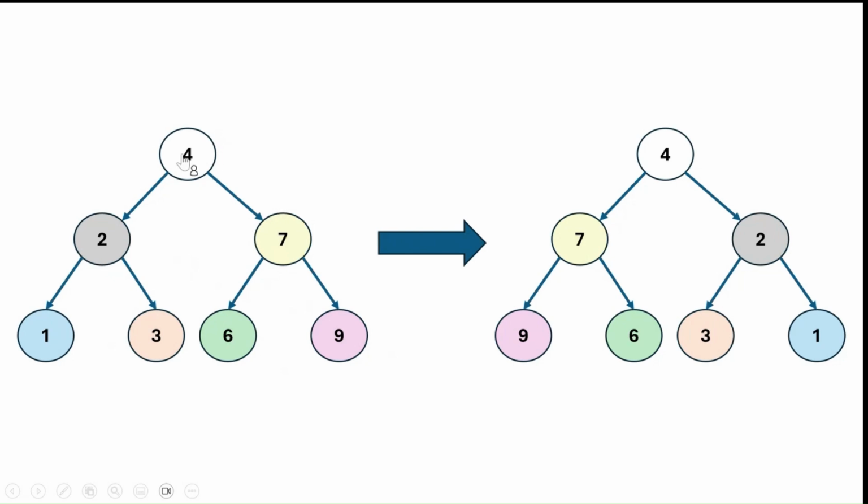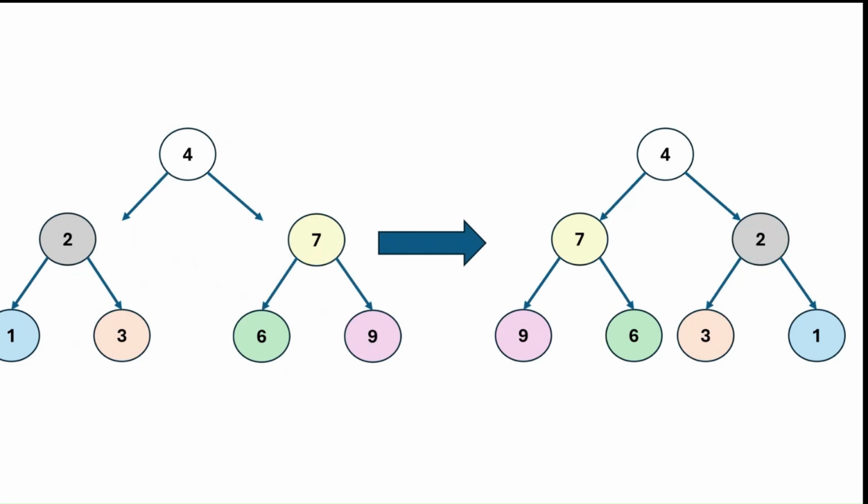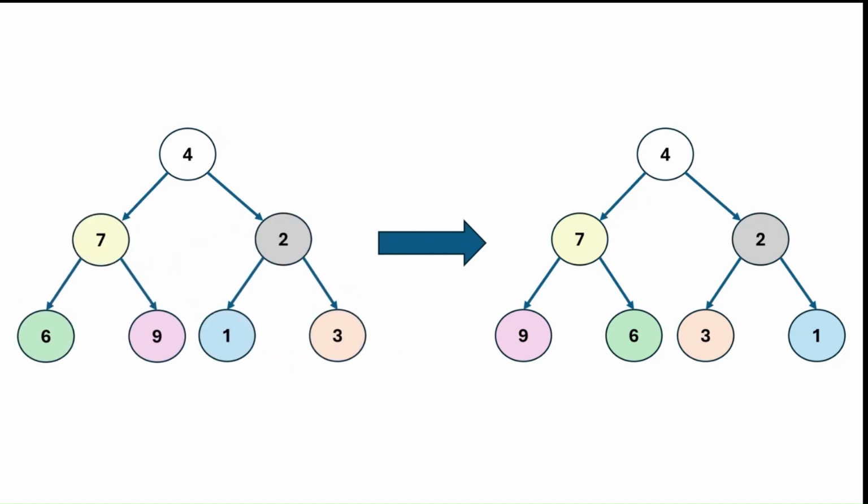How? For example, if we start with the node 4 and swap its left and right child, then the tree will look like this. Then for node 7 and node 2, if we swap their left and right child, the tree will look like this. For the nodes 9, 6, 3 and 1, there are no child nodes, so we can skip them. Now you can see that the input binary tree has become equal to its inverted tree.